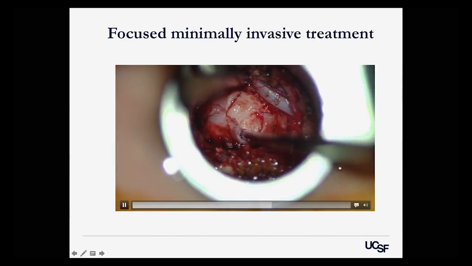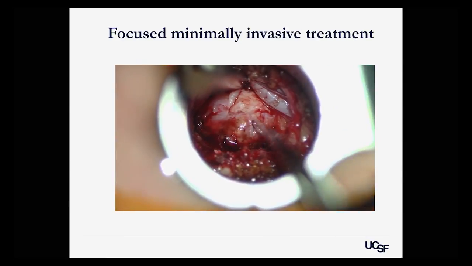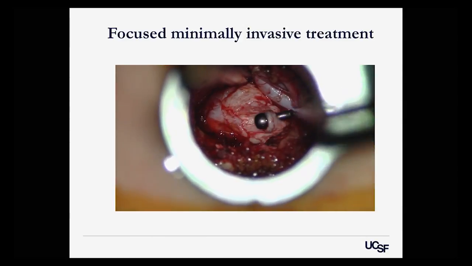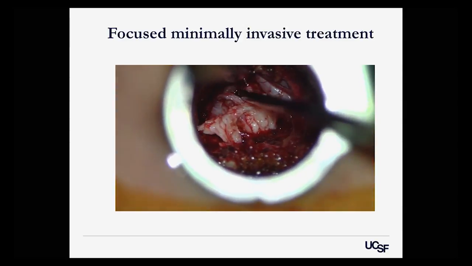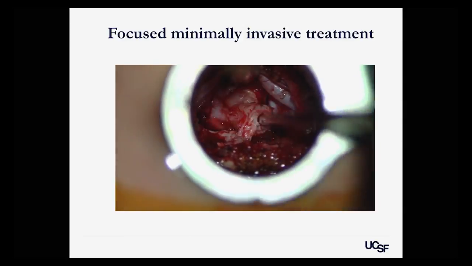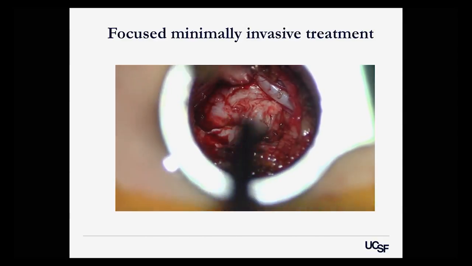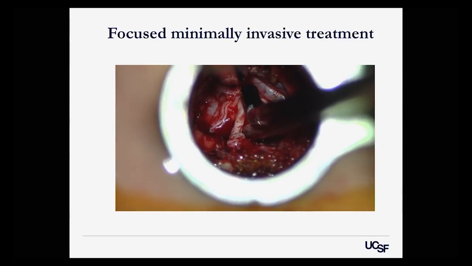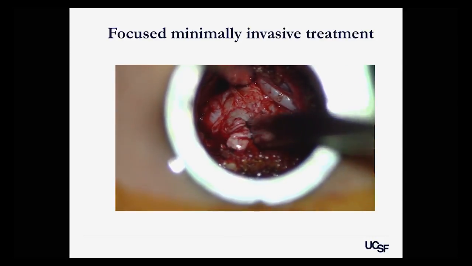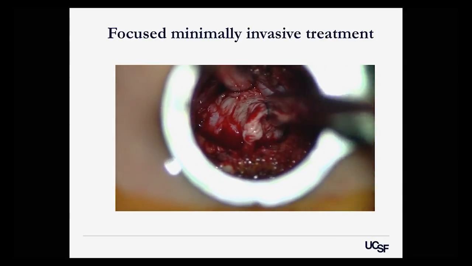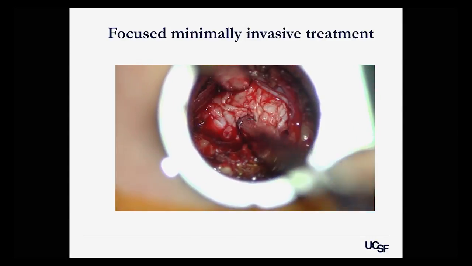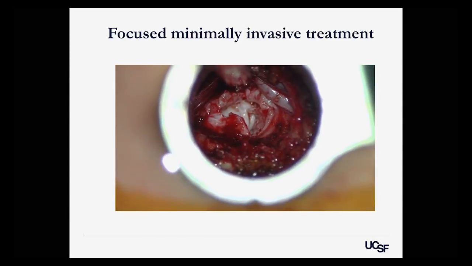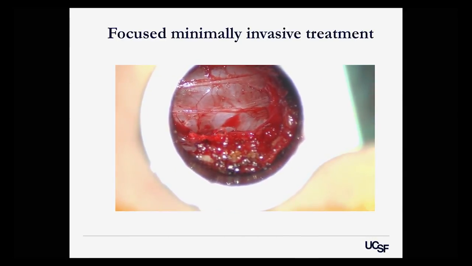I use a blunt dissector to free up the disc herniation, which you can now see is pressurized, so it's under pressure. It almost wants to jump out at us. And here it comes. This is actually a very large disc herniation. And afterwards, the nerve looks nice and healthy.